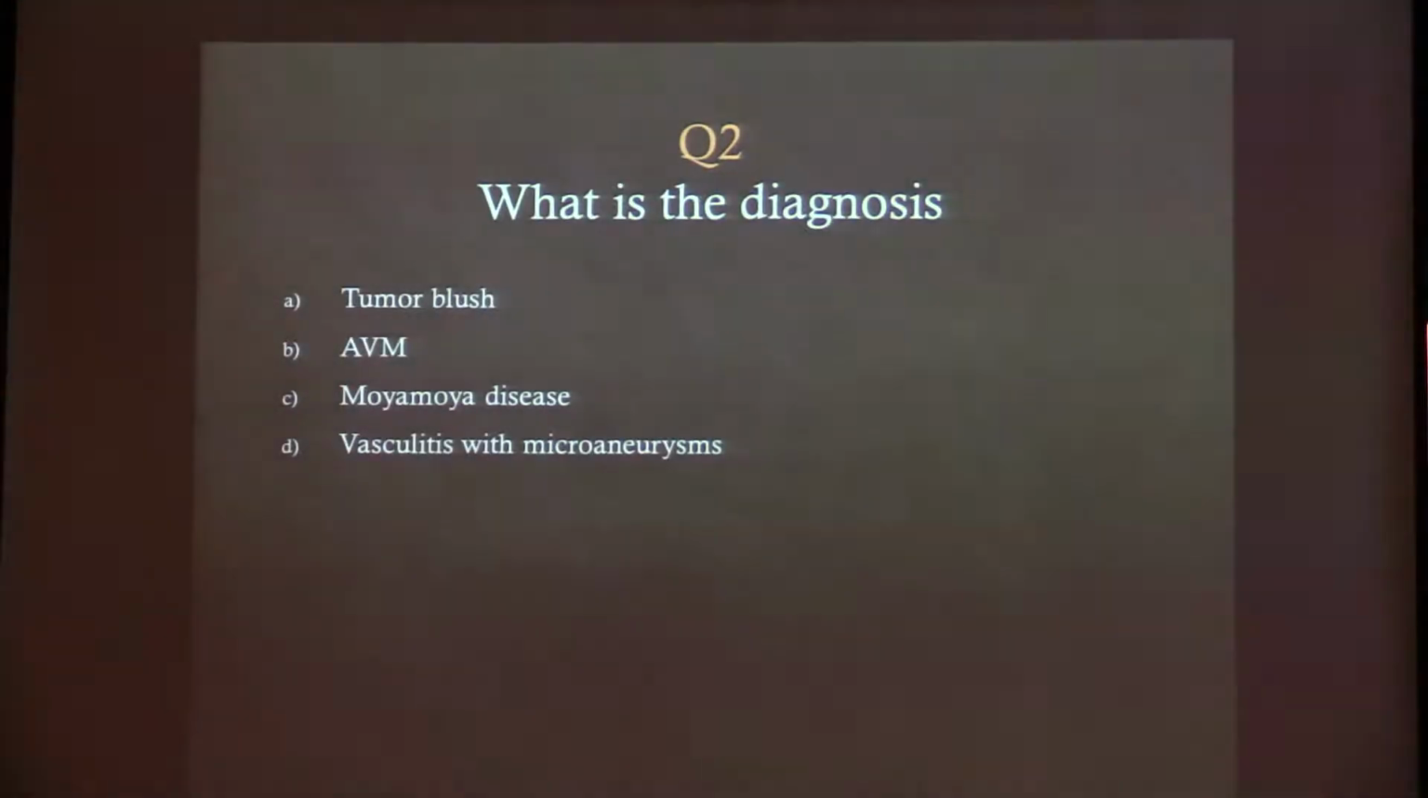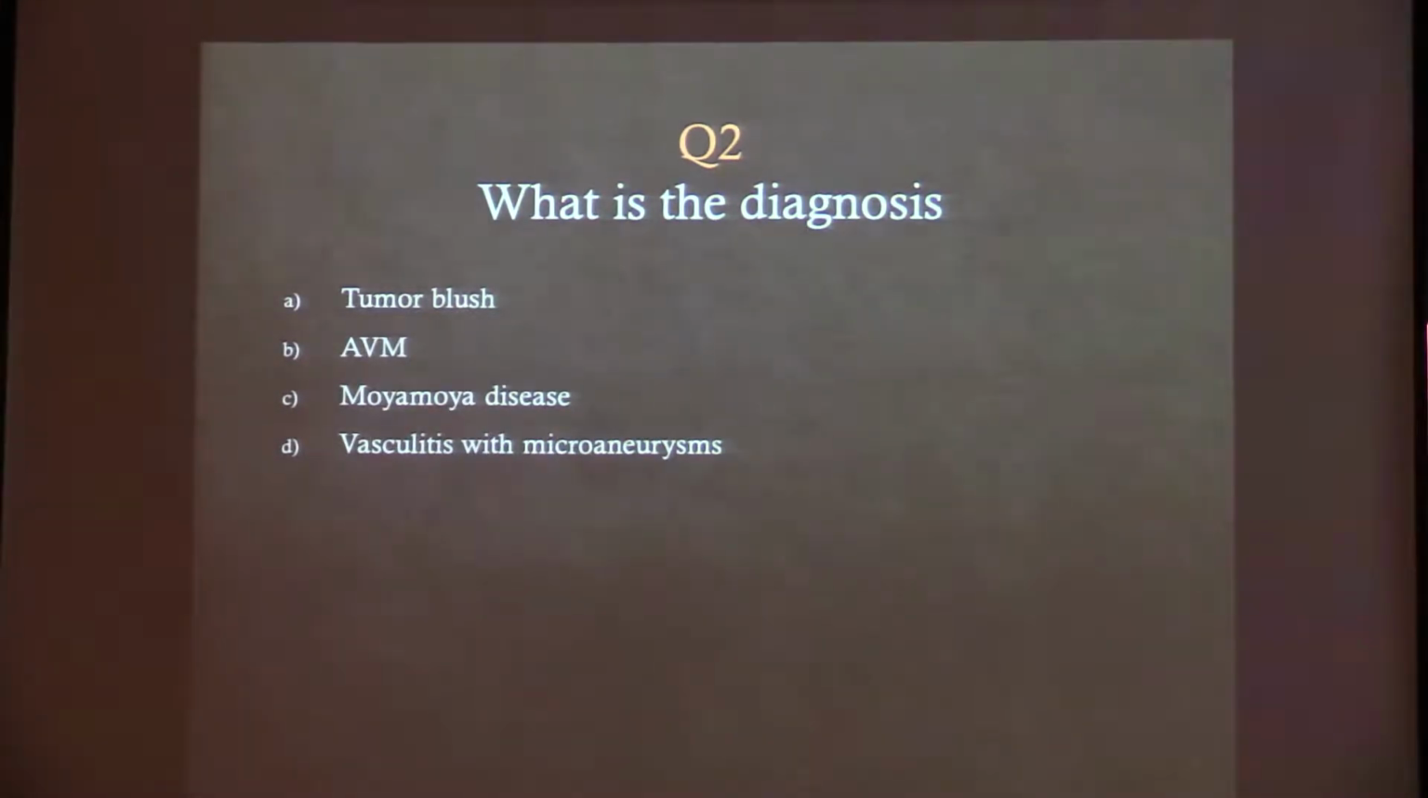Okay, so what do you think is the diagnosis? The first option is tumor blush. The second option is arteriovenous malformation. The third option is Moyamoya disease. And the fourth option is vasculitis with formation of microaneurysms. So you were right.